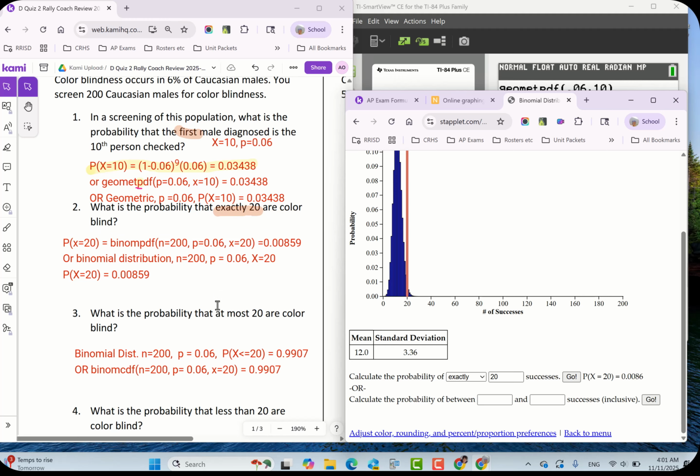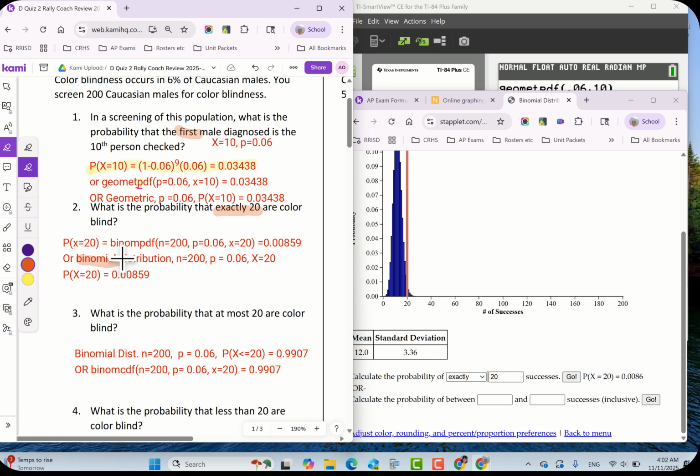What is the probability that at most 20 are colorblind? You can actually just change this drop down. Oh, and let me make sure you guys know how to show work. If you're using Staplet or the NumWorks calculators, I like to do the yellow as the work. I need to know which distribution, what is n, what is p, what is x, and the answer. That's it.